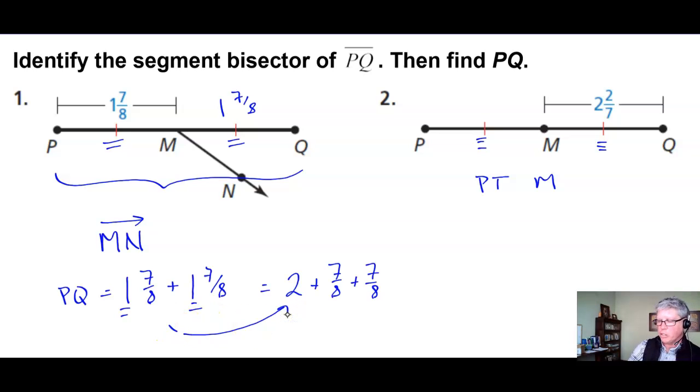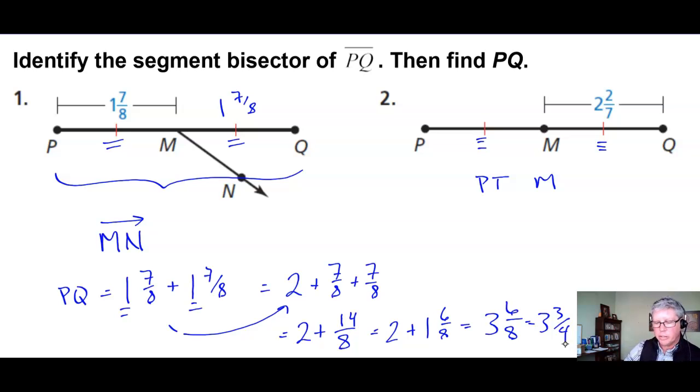And then I add the little partial fractions. They have a common denominator, all right? So that's 2 plus 14/8. And 8 goes into 14 at least once. So that's equal to 2 plus 1. And how many are left over? 6/8. So that's 3 6/8, also known as 3 3/4. So you might get a little fraction work. That's kind of fun.